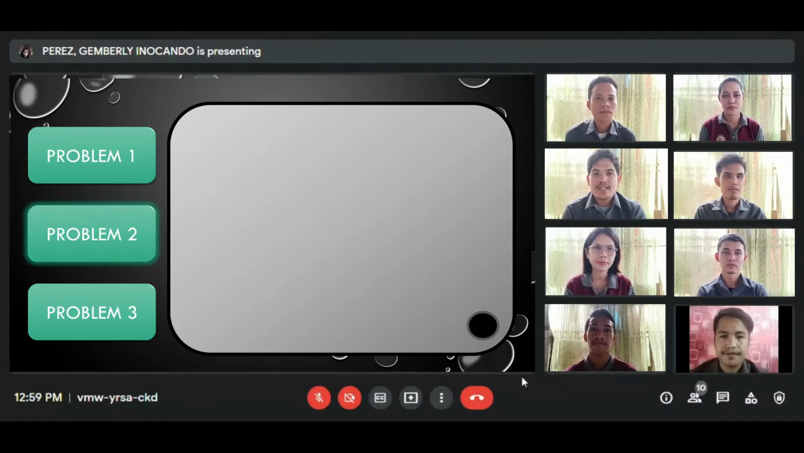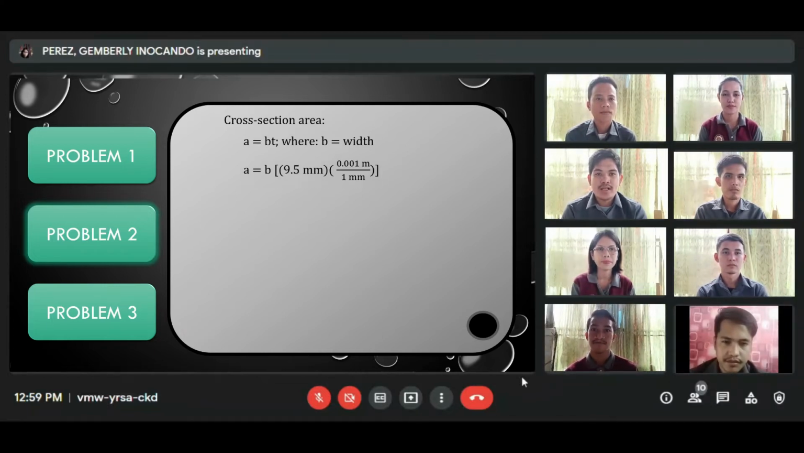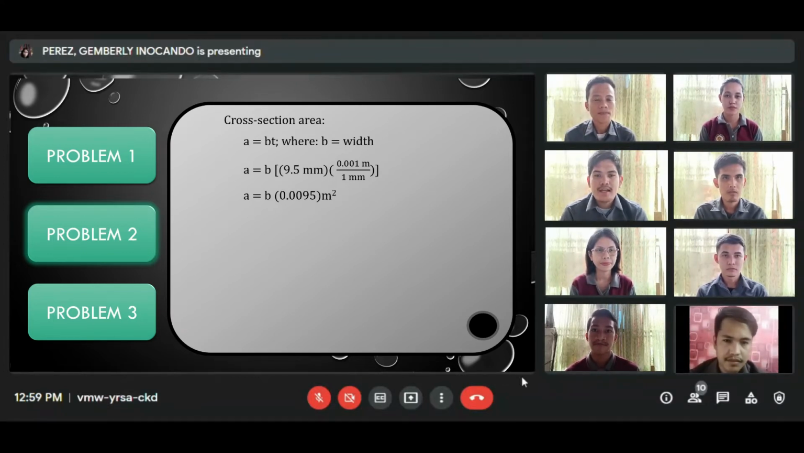Second is the cross-section area. A equals B times T, where B equals width and T equals thickness. A equals B multiplied by 9.5 millimeter times 0.001 meter over 1 millimeter. So millimeter is cancelled, then the value of A equals B multiplied by 0.0095 square meters.